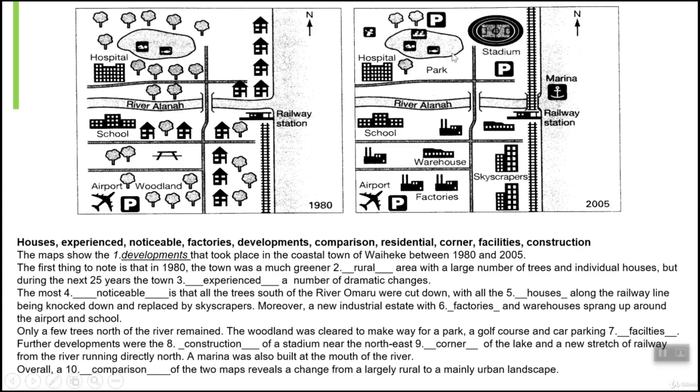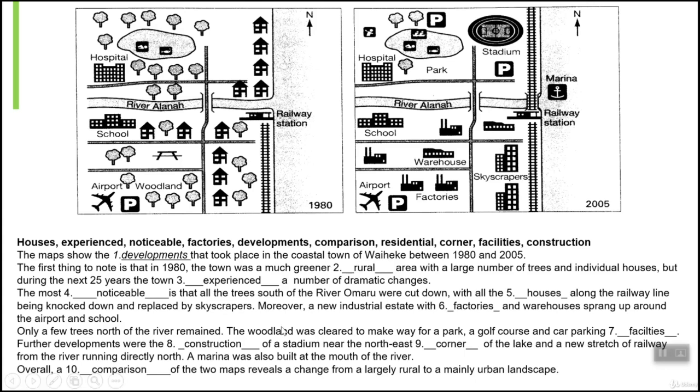The woodland was cleared to make way for a park, a golf course, and car parking facilities. Further developments were the construction of a stadium near the northeast corner of the lake and a new stretch of railway from the river running directly north. A marina was also built at the mouth of the river, so it even describes this marina here that was built.